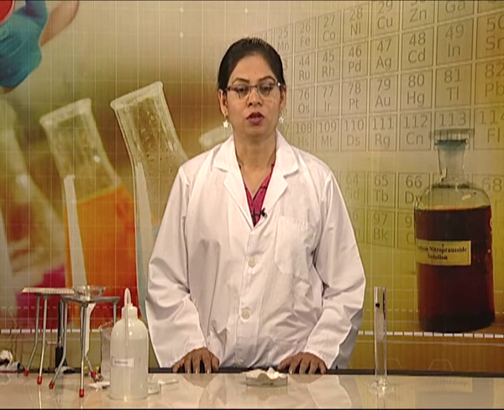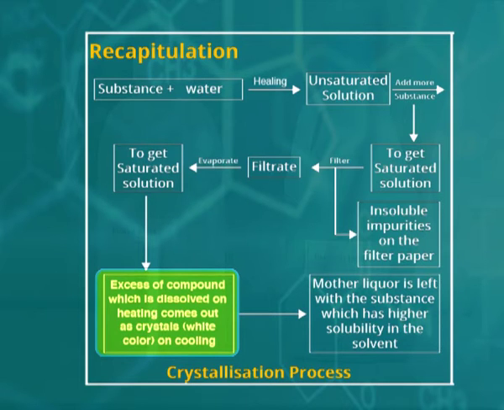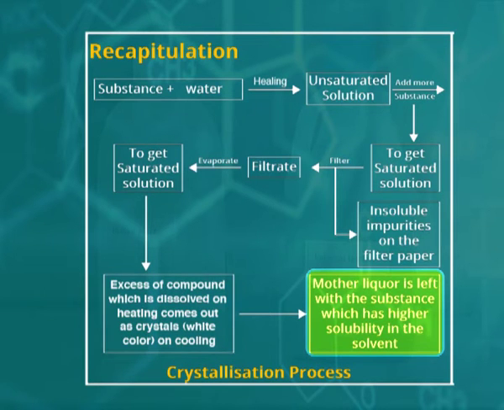Let us recap. The substance is dissolved in hot water to get an unsaturated solution; add more substance to get a saturated solution, then filter it. Insoluble impurities remain on the filter paper. The filtrate on evaporation gives a saturated solution, which on slow cooling lets the excess of salt dissolved on heating come out as white crystals. The mother liquor is left with the substance which has higher solubility in the solvent. This is the entire crystallization process.